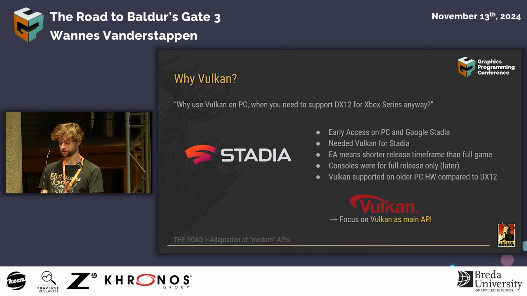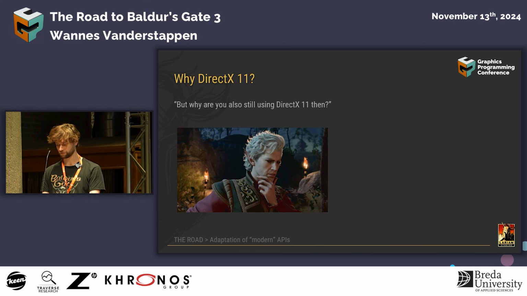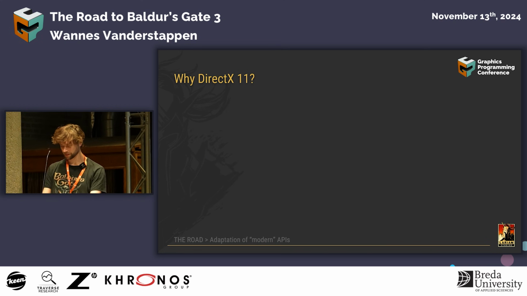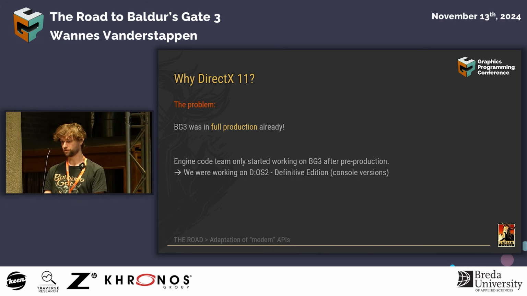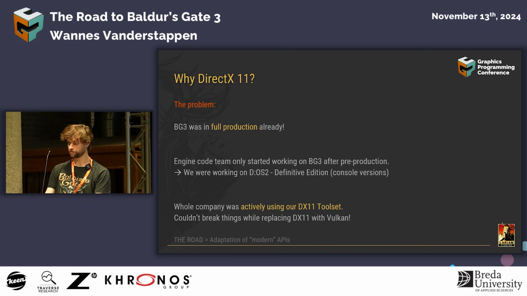So naturally, there's a second question that people ask, which is, why are you still using DirectX 11 then? And well, things didn't really go according to plan. So what was the problem? BG3 was actually in full production already. The engine code team only moved to BG3 after pre-production happened, because we were still working on the definitive edition of Original Sin 2, aka the console versions. So the whole company was actively using a DirectX 11 toolset, which means that we couldn't break anything while replacing DirectX 11 with Vulkan. Well, break temporarily, of course.